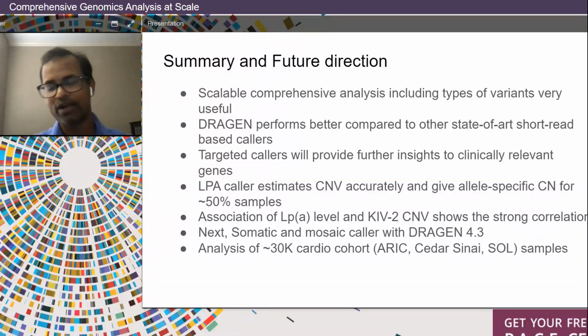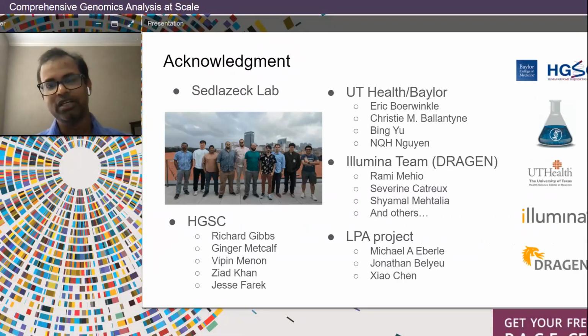In future, we are working on the somatic and mosaic callers with DRAGEN's next version, which is DRAGEN 4.3. And we are also doing some analysis on 30K cardio patients using these DRAGEN call sets.